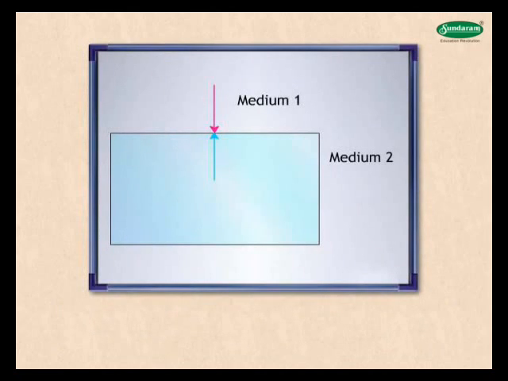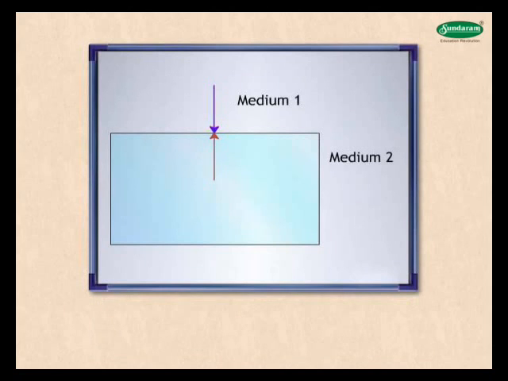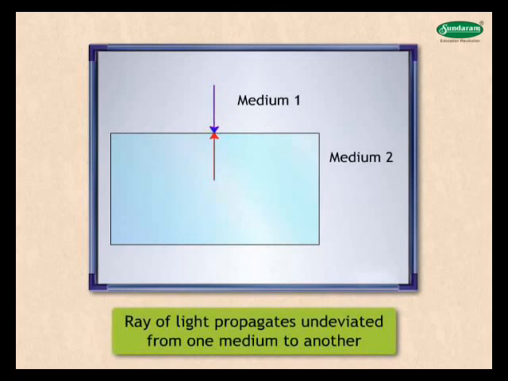A special effect is observed when the ray is incident normal to the interface between any two media in any way, that is, either from rarer to denser or denser to rarer medium. Here, the angle of incidence is 0, hence the ray of light propagates undeviated from one medium to another.